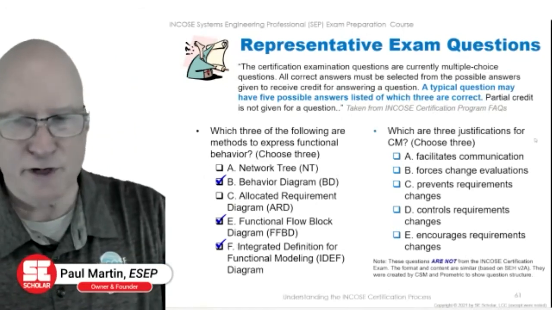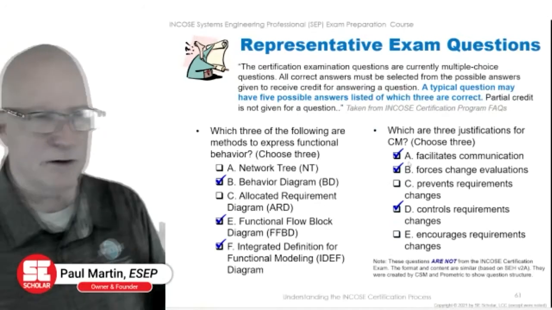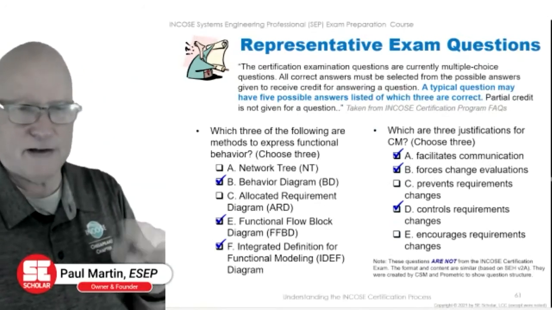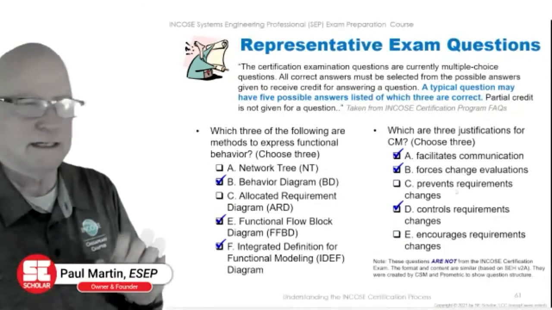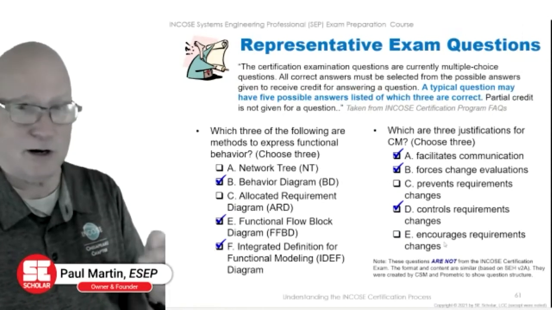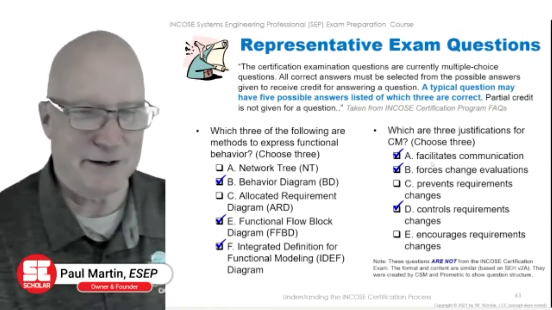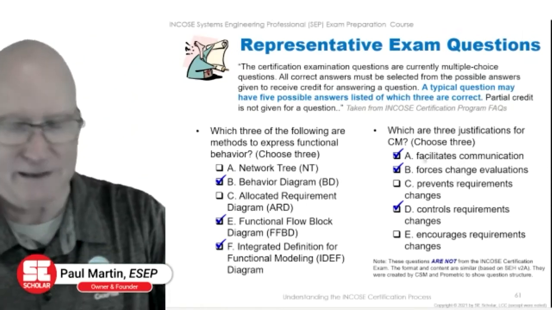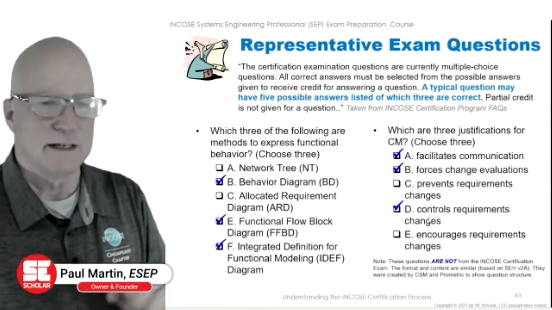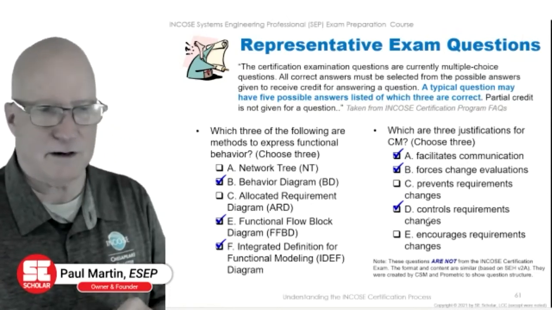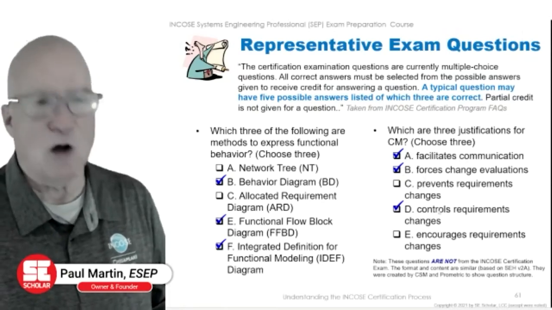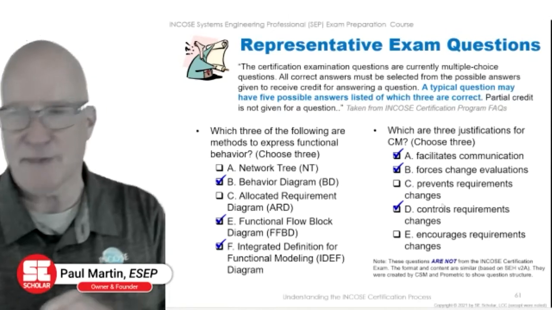And then what are the 3 justifications? I'm just going to do it real quick for you. Facilitate communication, force evaluations, and control. You're not trying to prevent requirements, and you're not trying to encourage it either. You do CM because you're facilitating, trying to make sure people are evaluating changes and control whatever those changes are. Okay. By the way, CM is configuration management.